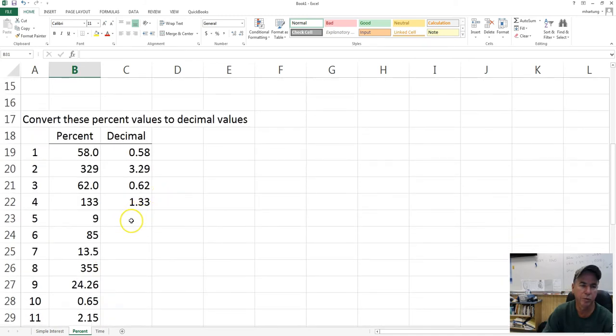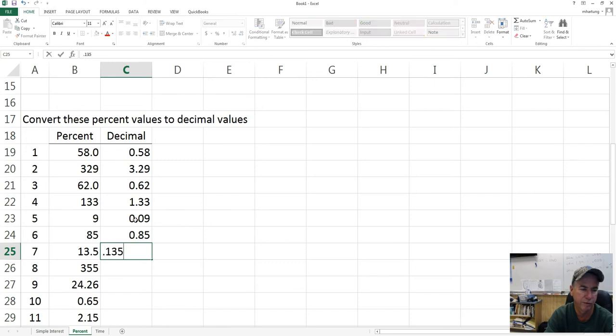And if you want to check your own work, you should have come up with 9% equal to 0.09, 85 equal to 0.85, 13.5% equal to 0.135, 355% is equal to 3.55, 24.26% is equal to 0.2426 decimal value.